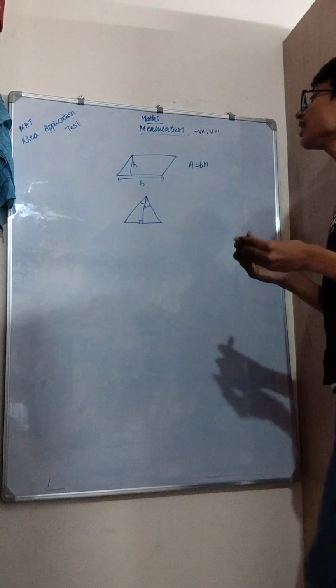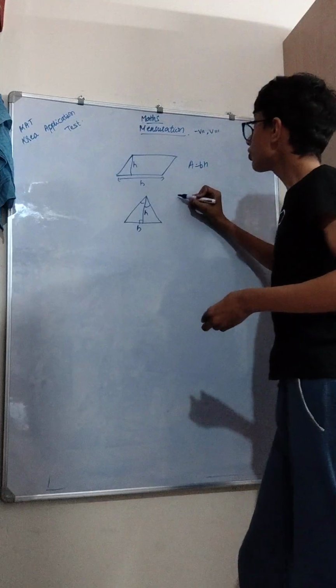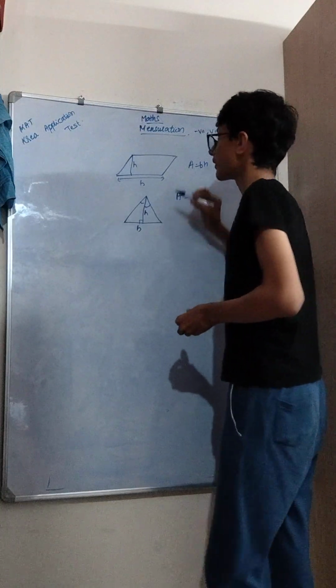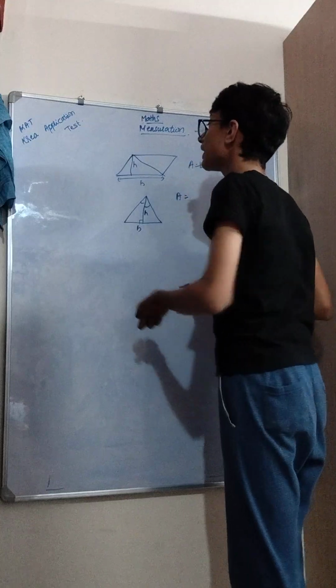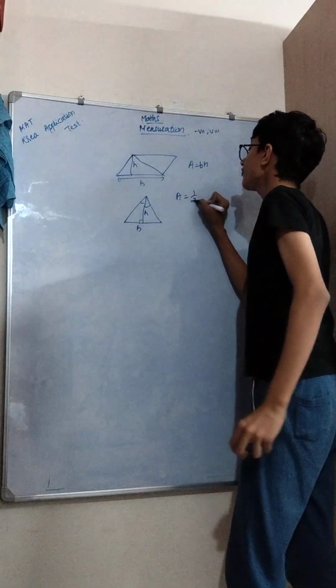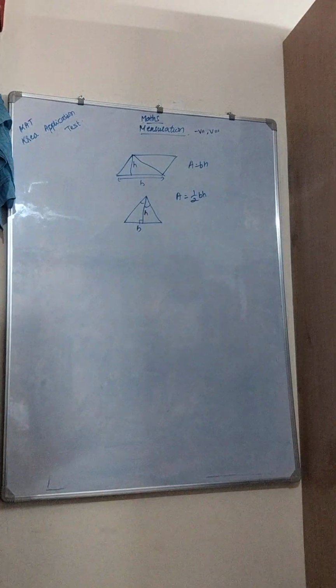Yes. So here, this is our height and this is our base. So now, the area here is half of it. Why? Because when we divide like this, we are getting the same area, but half of it. So half BH we are getting. Half BH.